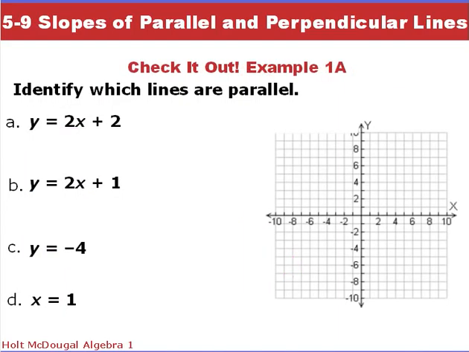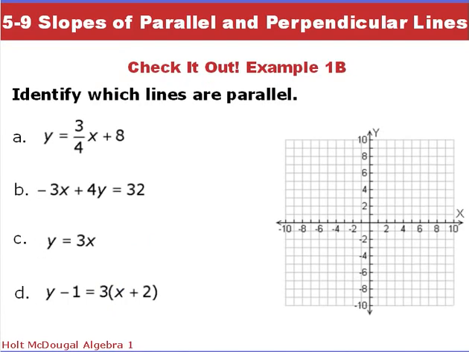Now it's your turn. Go ahead and write these all in slope-intercept form. Actually, they all are. X equals 1, that's going to be a vertical line. Y equals -4 is a horizontal line. Here's another check it out. This one we know the slope. Rewrite B in slope-intercept form. Solve this for y. Good luck.